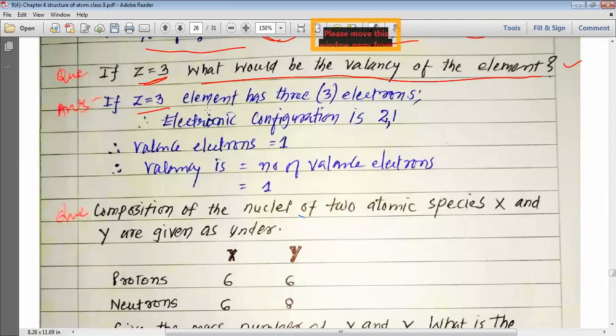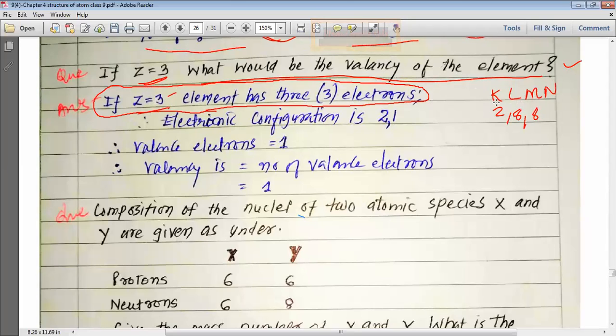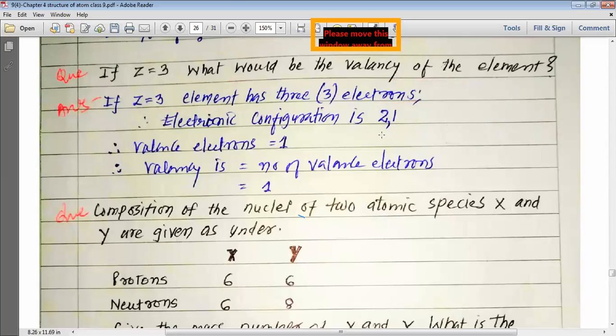Now, if Z is equal to 3, my dear students, the element has 3 electrons, because the element is electrically neutral. It has 3 protons, which we come to know from Z equal to 3, and that is why it has 3 electrons also. Now we know that we have various shells K, L, M, N, and we can put 2 electrons in K, 8 in L, 18 in M. But here we have a total of 3 electrons. So in the first shell we can put 2 electrons, and in the second one we will have only 1 electron left, because 3 minus 2 is equal to 1. So we can write the electronic configuration for this element, which has Z equal to 3, as 2, 1.